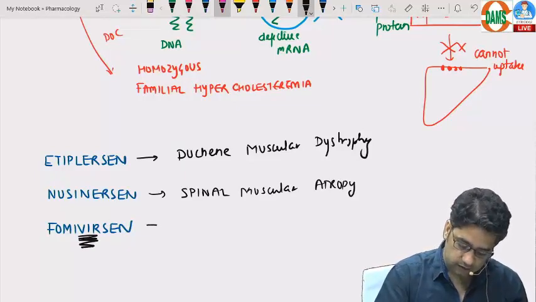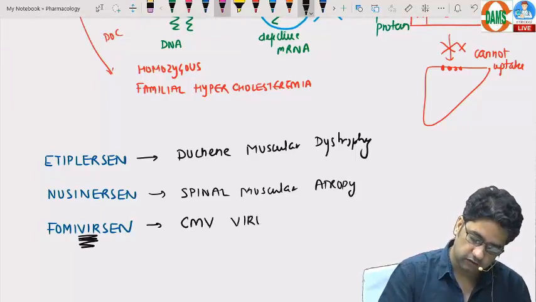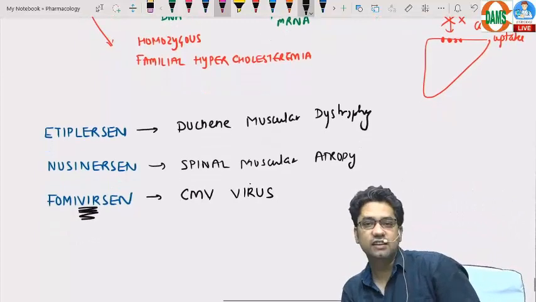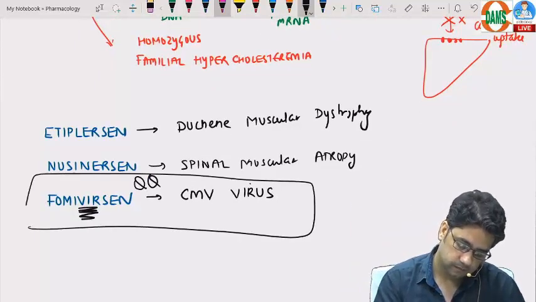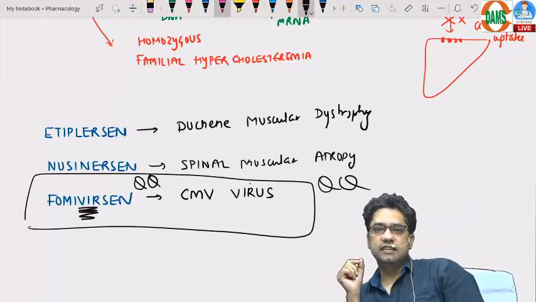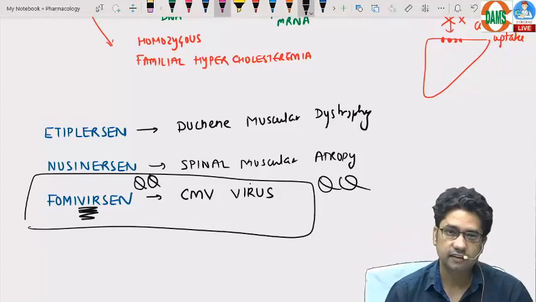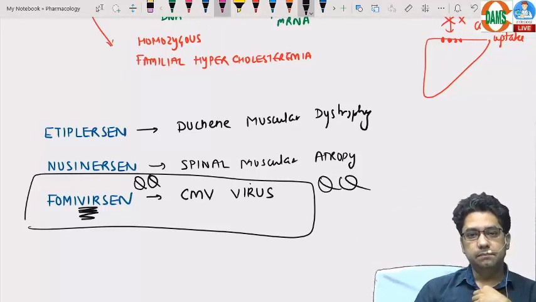Fomivirsane, vir. It will inhibit the production of proteins of cytomegalovirus. Vir word is coming, virus wala. This drug has been asked many times. I will tell you in antibiotics. Fomivirsane is an antisense oligonucleotide. Did you understand the concept? I hope you have understood the concept.